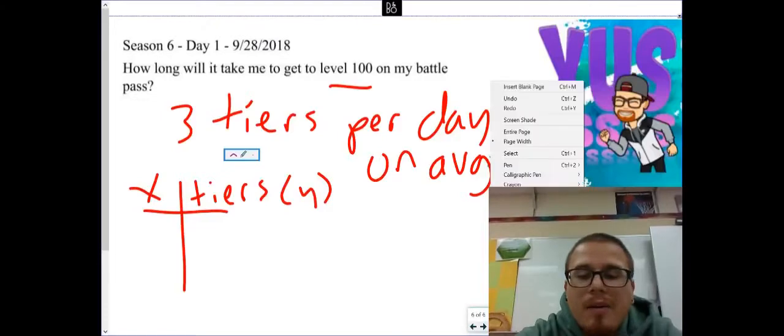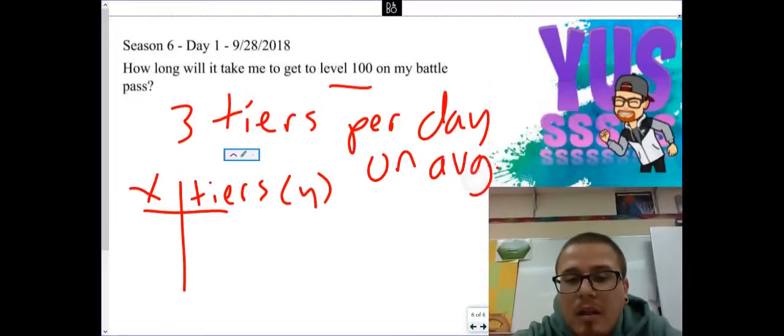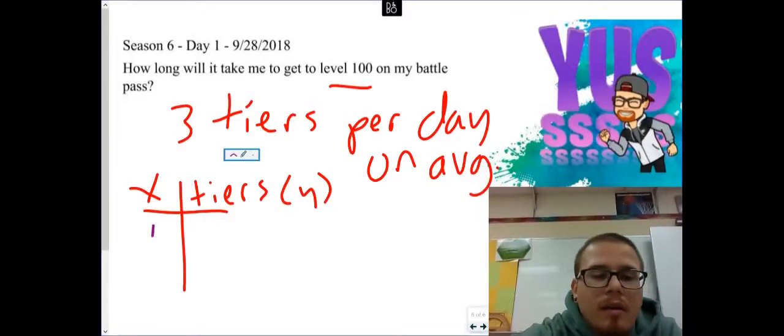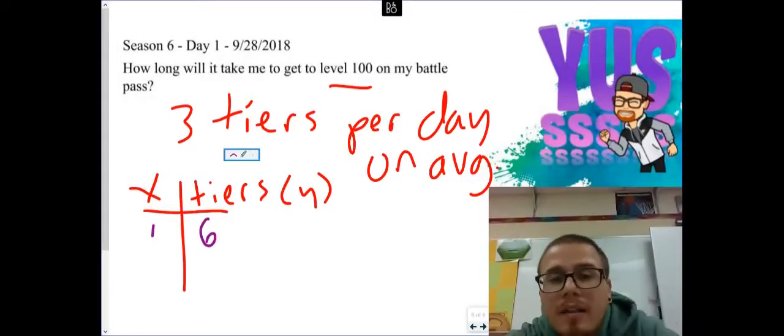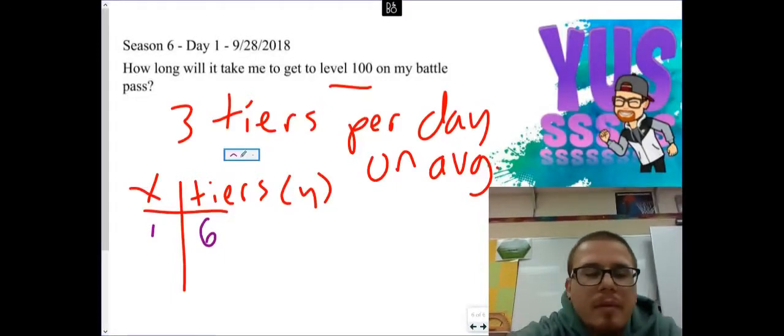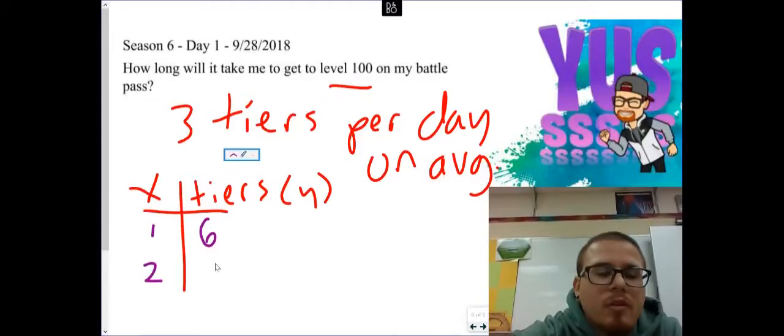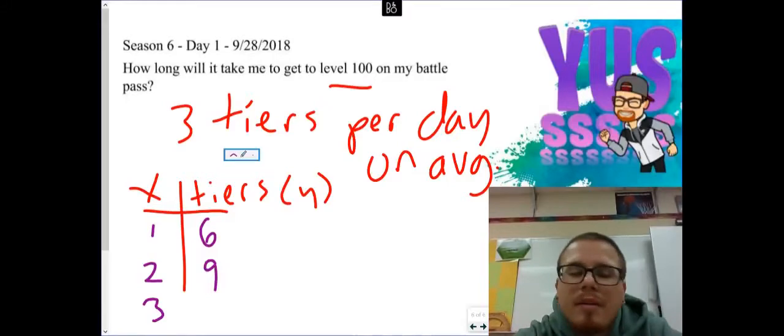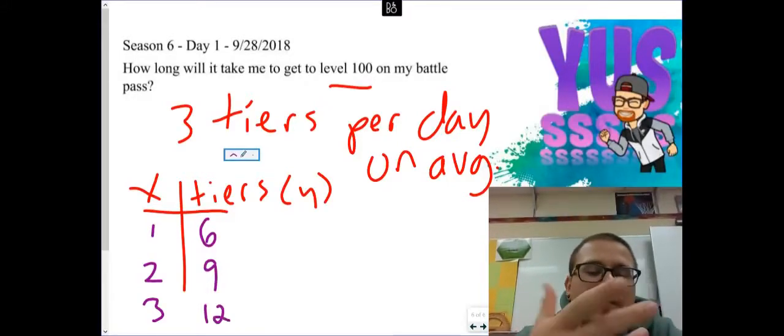Now it's day 1, right? I technically didn't play, but I did log in, so I'm going to count it. And on day 1, I got 6 tiers already. So if I play tomorrow and I get 3 tiers, what's going to happen? Go to 9. And if I play again, we'll say Saturday, I'll probably play Saturday, I'll have 12.